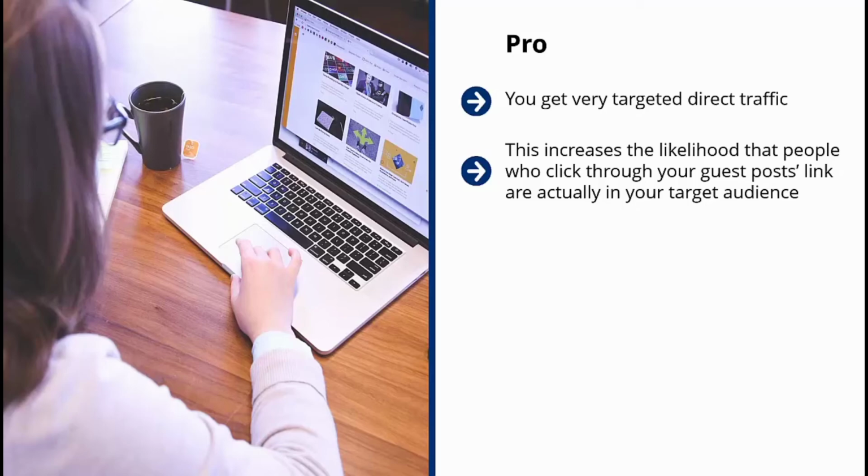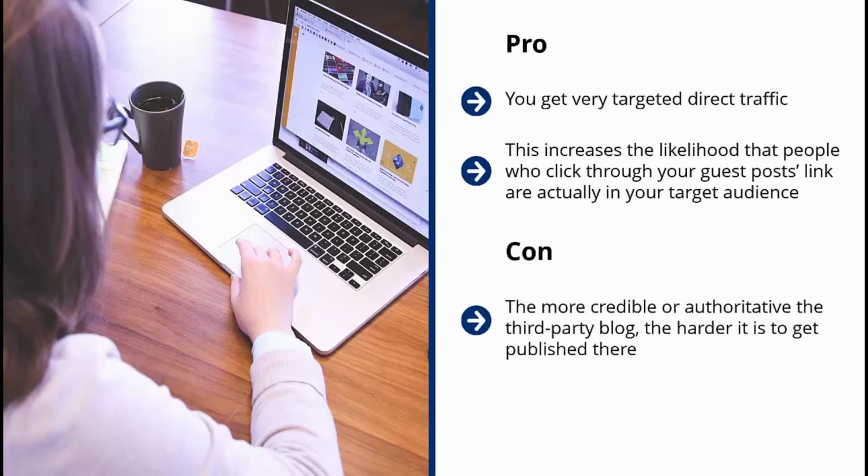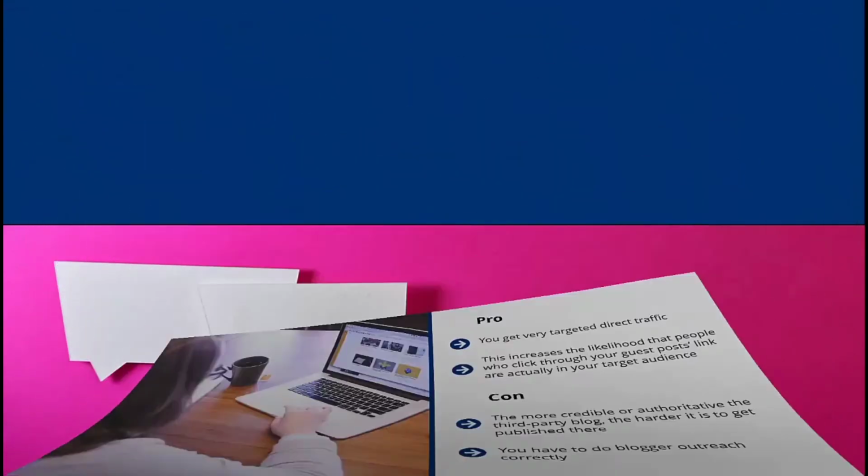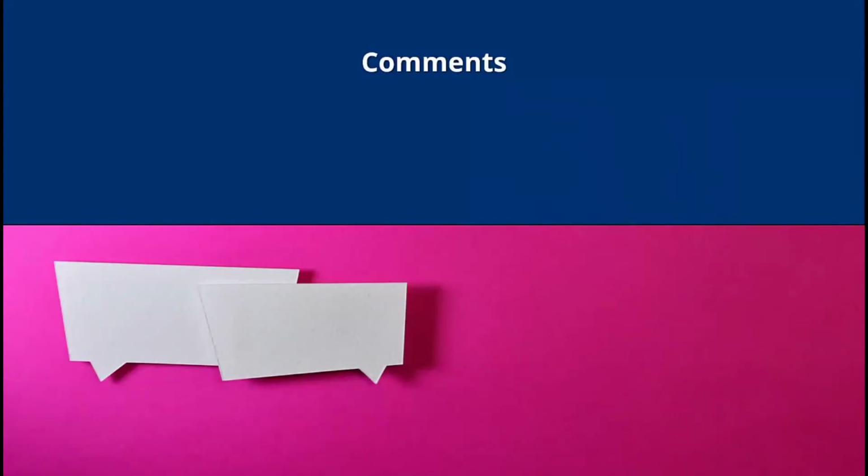You also get the benefit from the existing credibility of the third-party blog. If that blog actually already gets quite a bit of traffic, this can translate to a nice flow of direct traffic from your contributed post. Con: the more credible or authoritative the third-party blog, the harder it is to get published there. You have to do blogger outreach correctly. You also have to invest quite a bit of time and effort producing the right content that they would want to publish.